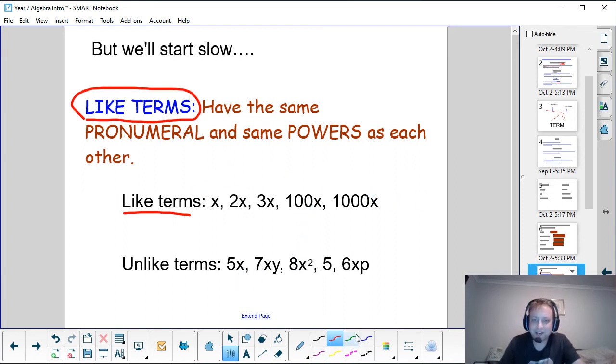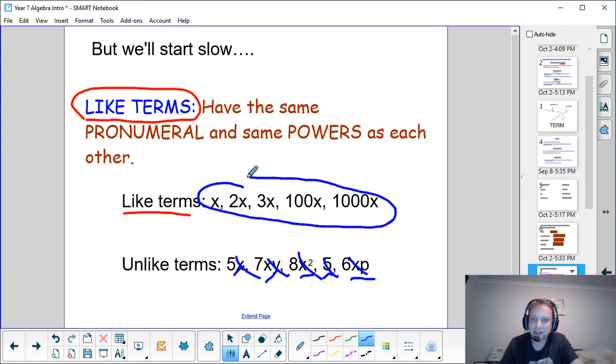An example of unlike terms, well, these are all different, right? This one has an x, this one has an x and a y. Different. This one has an x squared, and again, it's different. No powers today, but powers complicate things. This one doesn't have a letter at all. This is xp, right? Experience. None of the others have a P in it. Different, right? These are all unlike terms. Different, different, different, different, different, whereas these are all the same, so we call them like terms.